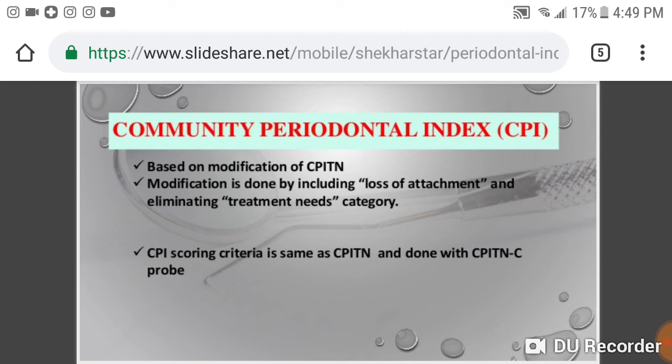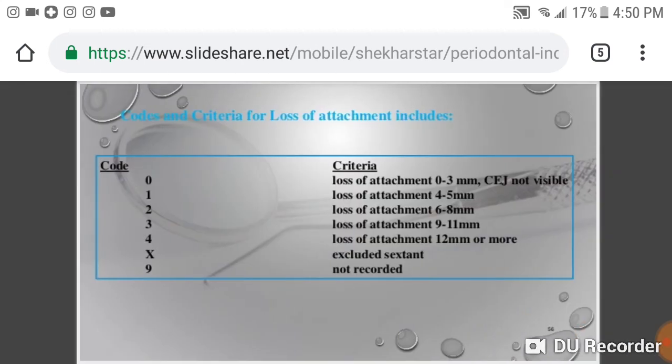It is based on modification of CPITN, the modification being done by including loss of attachment and eliminating the treatment needs category. CPI scoring criteria is the same as CPITN and done with the CPITN-C probe. These are the codes. Code 0 means loss of attachment 0 to 3 mm, CEJ not visible. Code 1, loss of attachment 4 to 5 mm.